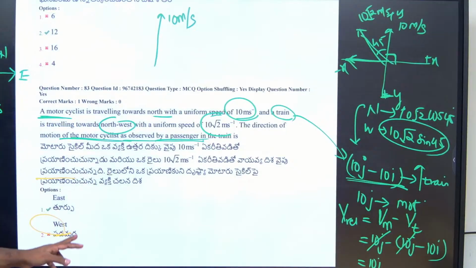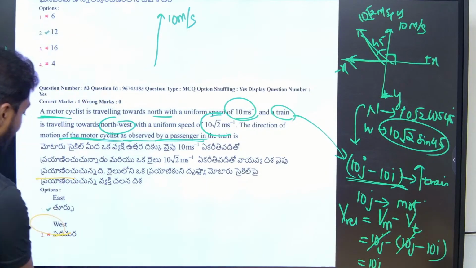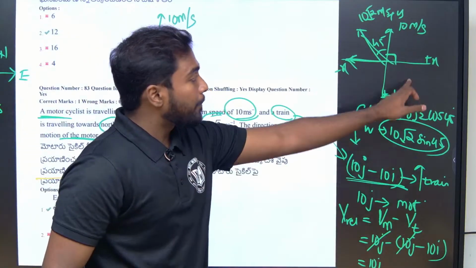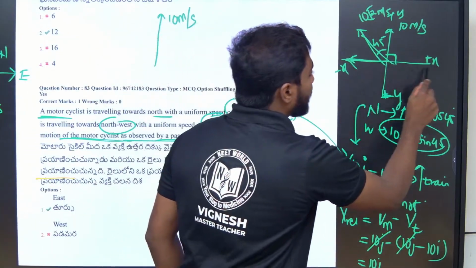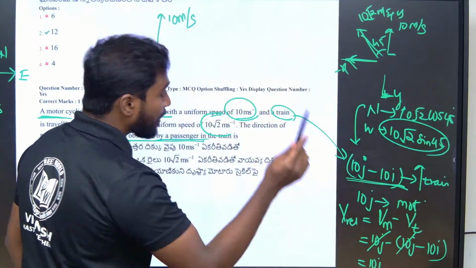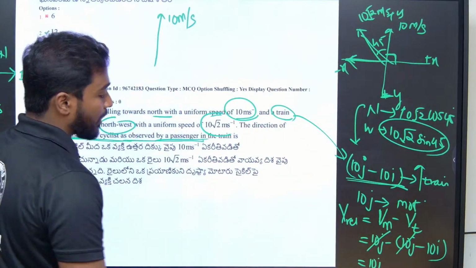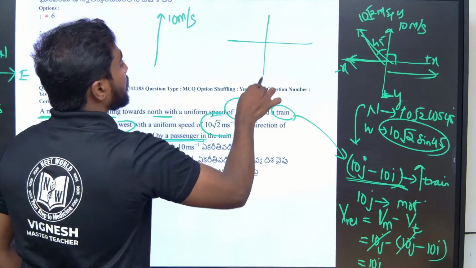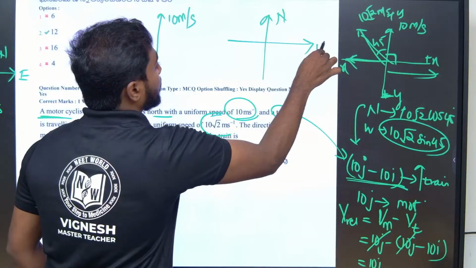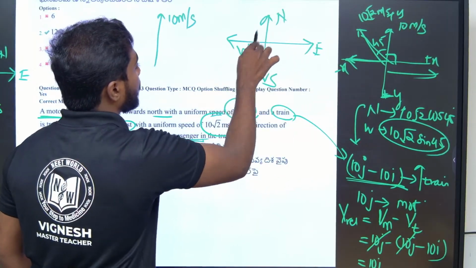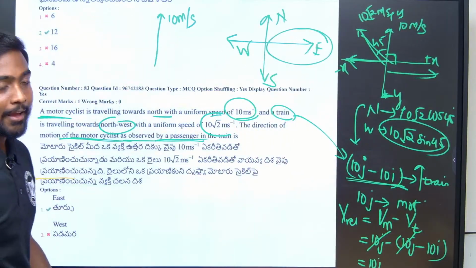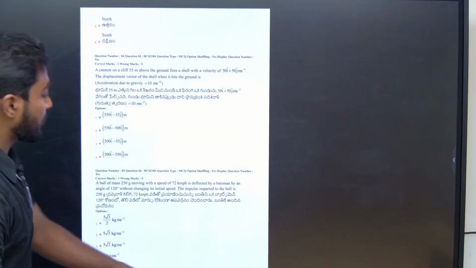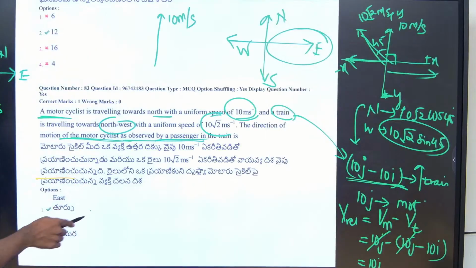So what is the direction they are asking? If I talk about the direction, 10i, the x axis will be my i cap, so positive i cap. If I see the direction, north, this is east, south and west. So it is in the east direction, we will say. Yes, here the option is east.